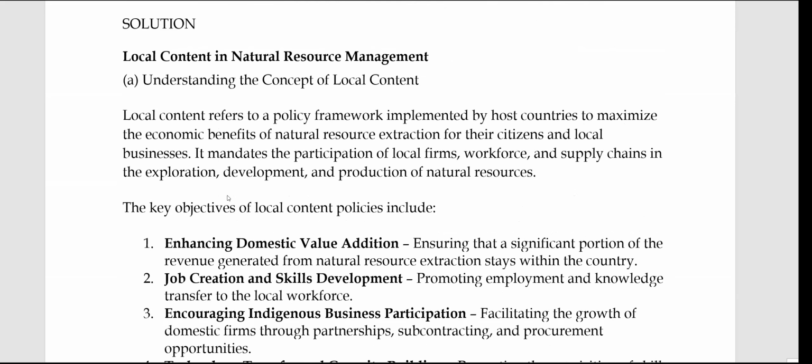Okay. So local content in natural resource management. Understanding the concept of local content. Local content refers to a policy framework implemented by host countries to maximize the economic benefits of natural resource extraction for their citizens and local businesses.